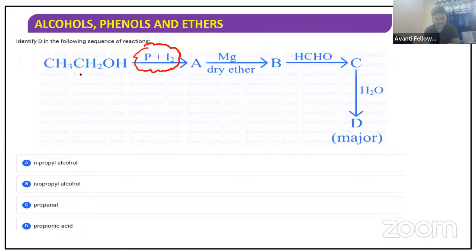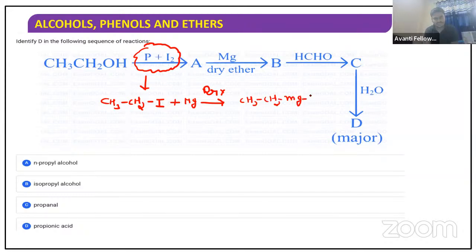First of all, this is alcohol. When we treat alcohol with P plus I2, it is a very common reaction, we get CH3CH2I. So this is the alkyl halide we get. Now when alkyl halide is treated with magnesium in the presence of dry ether, a Grignard reagent is formed, that is CH3CH2MgI. So formation of the Grignard reagent will take place.